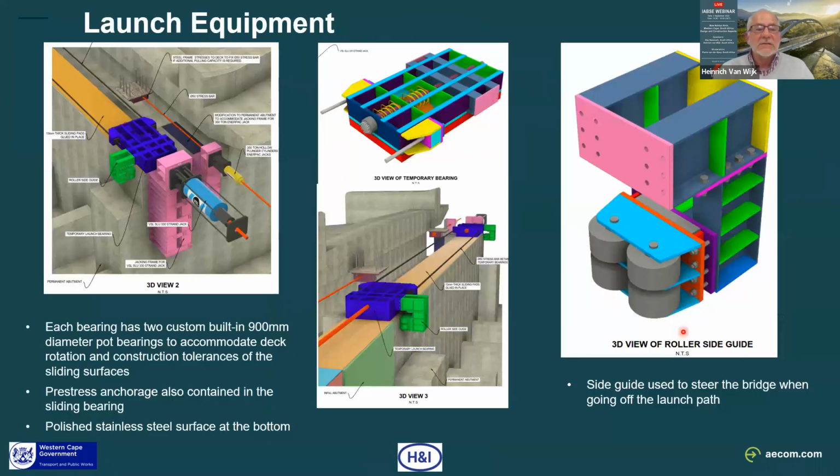Sorry, I jumped a slide there. So the launch bearings were constructed using two custom-built 900mm diameter pot bearings, obviously to cater for rotation forces, and also to accommodate the pre-stress strand anchorages, which is basically a conventional pre-stress strand anchor that was embedded in the bearings. And then we also had rolling side guides, which eventually came into operation in the final launch quite significantly.